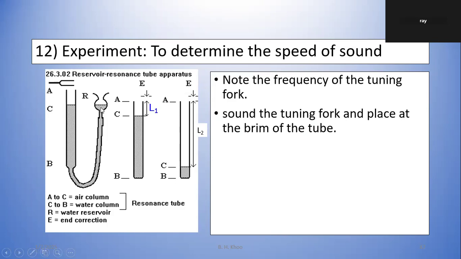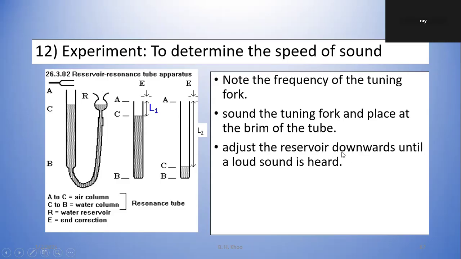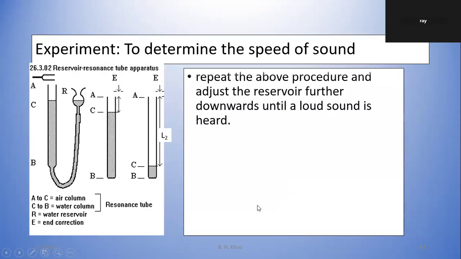Okay, so you first take it up so that it's filled up. Then you hit the tuning fork on the table, sound it, and then start to lower this air column. Increase the air column until you hear a loud sound. Adjust the reservoir downwards until a loud sound is heard. Then note your L1, the height of column L1. And repeat the above procedure and adjust the reservoir further downwards. So now the same thing, you get your L1.